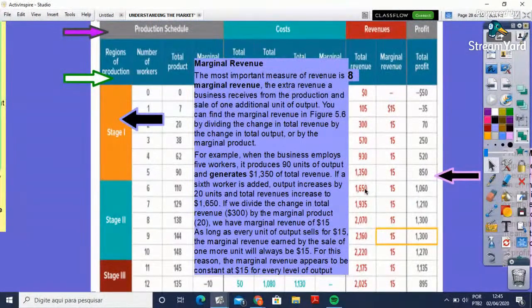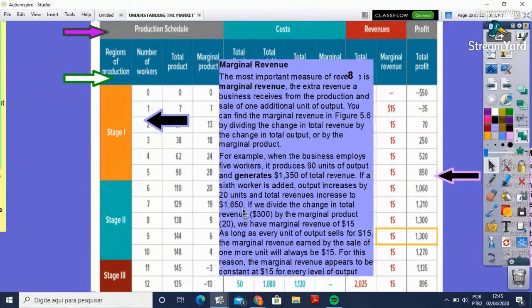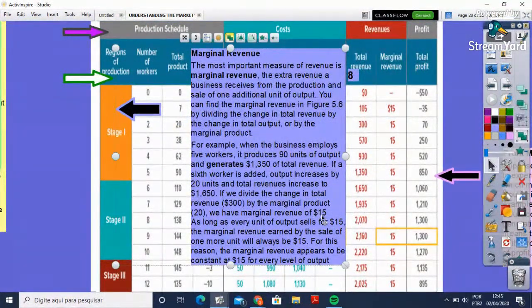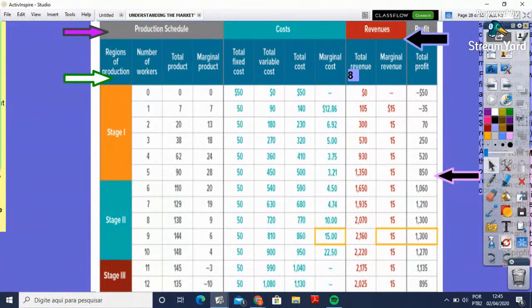From here to here, what's the difference? $300. If we divide the change in total revenue by the marginal product, which is 20, from here to here, we have a marginal revenue of 15. As long as every unit of output sells for $15, the marginal revenue earned by the sale of one more unit will always be 15. For this reason, we always have 15 here. Remember, I am talking about a company that produces only one product.